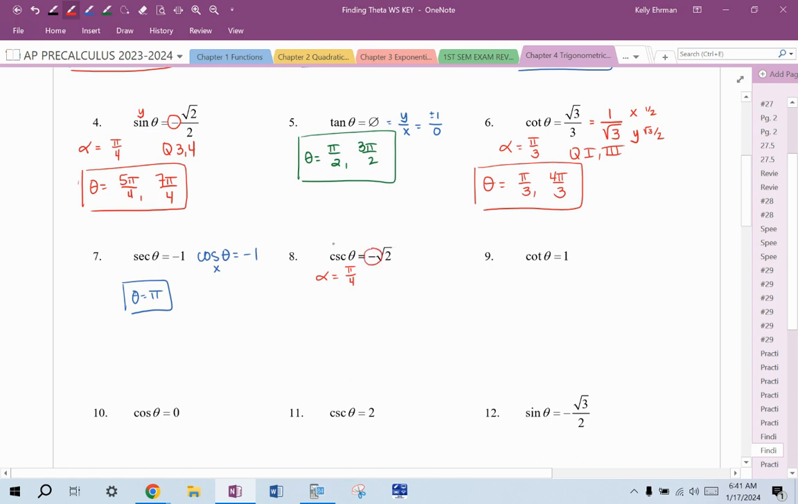And then the negative, remember, cosecant goes with sine. So sine is negative in quadrants 3 and 4. So theta is the pi over 4 angle that's in quadrant 3 and 4. So 5 pi over 4 and 7 pi over 4.